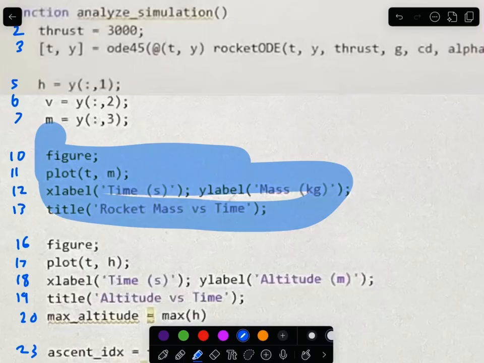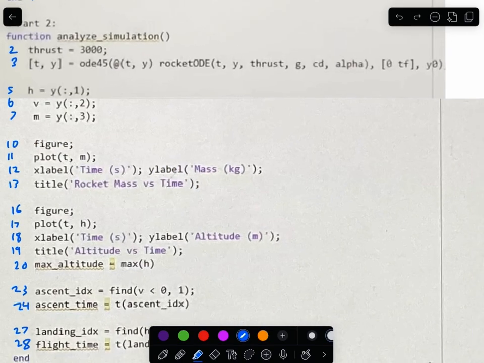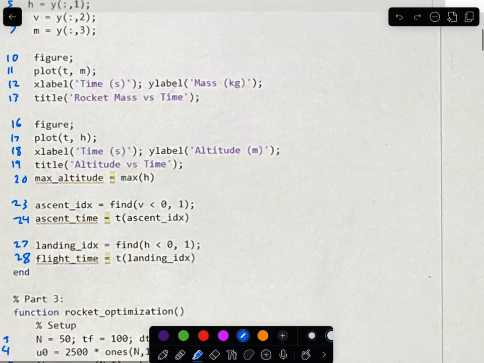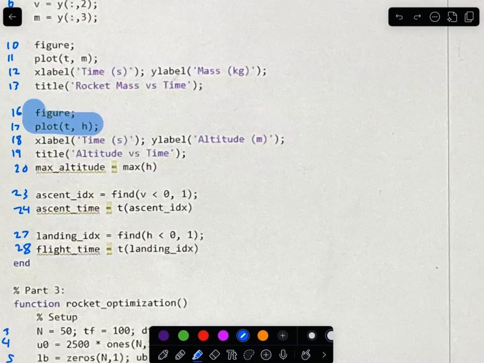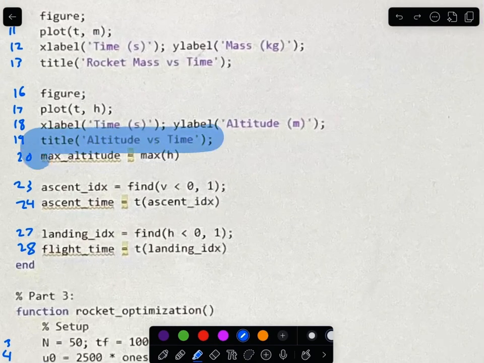This section right here, basically what that section does is it plots the mass over time, and it just makes sure that it doesn't drop below the dry mass. Basically, lines 16 and 17, these are just plotting the altitude, and it calculates the maximum height, excuse me. Then we have lines 19 and 20.